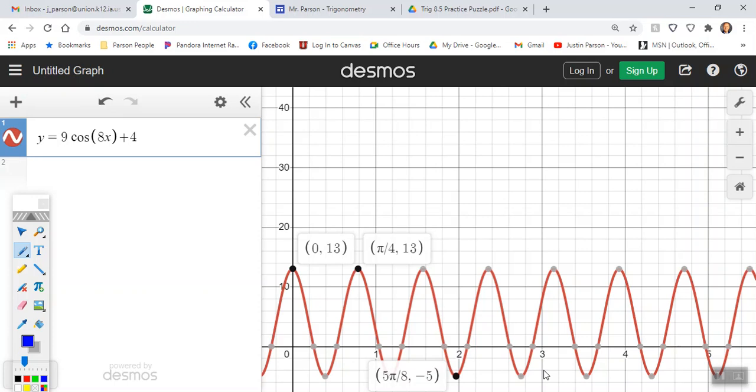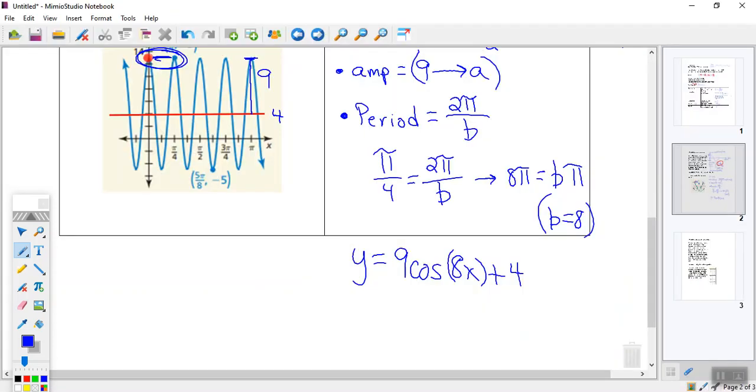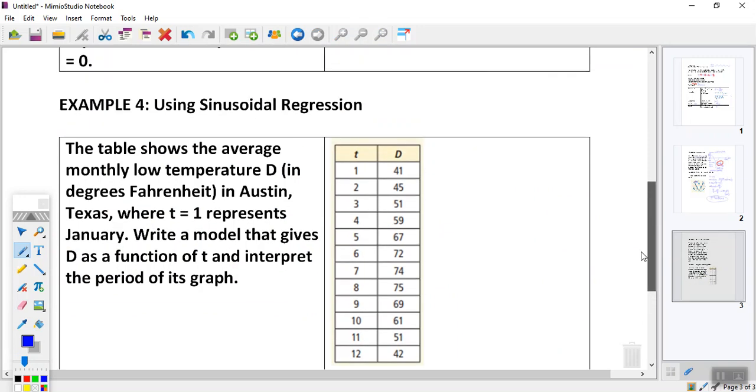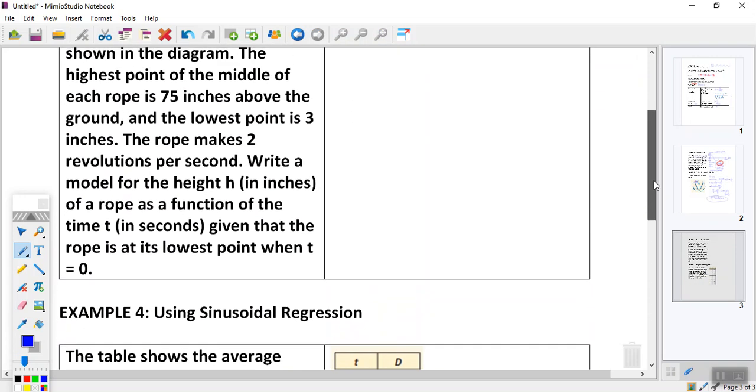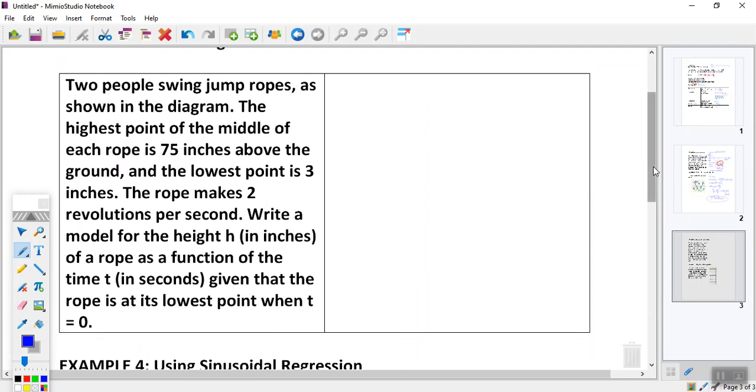Okay, friends. Let's talk. What's number 3 say? 2 people swing a jump rope as the highest point of the middle of each rope is 75 inches above the ground, and the lowest point is 3 inches. The rope makes 2 revolutions per second. Write a model for the height, h, in inches of a rope as a function of the time t in seconds, given that the rope is at its lowest point when t is 0. Okay, so what's the lowest point to start at here, friend?